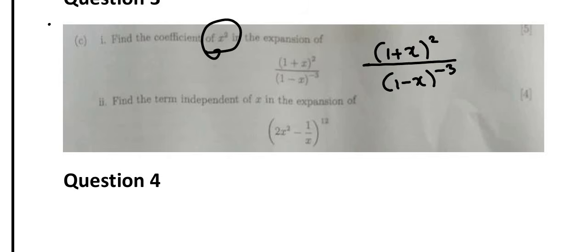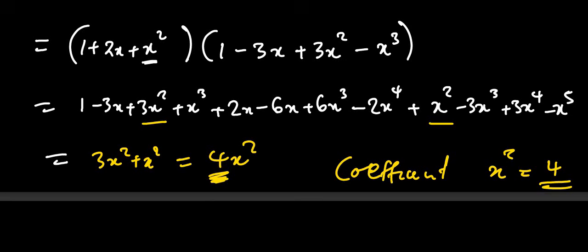Then the second part of question 3 is finding the term independent of x in the expansion of this expression. So what's the term independent of x in 2x minus 1 over x, to the power 12? You can try to pause the video to check if you remember or understood how to get the term independent of x. So we said the term independent of x is the term that has x to the power 0.